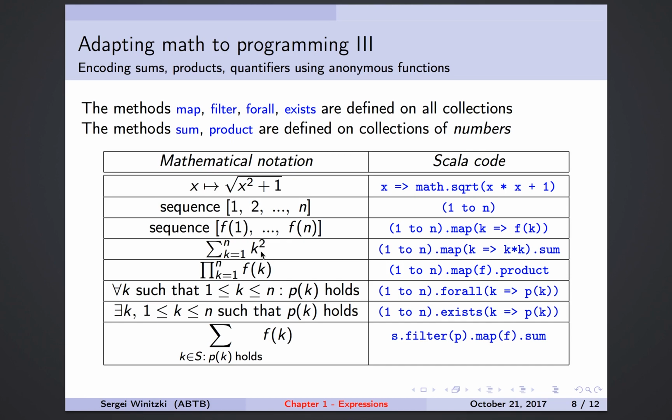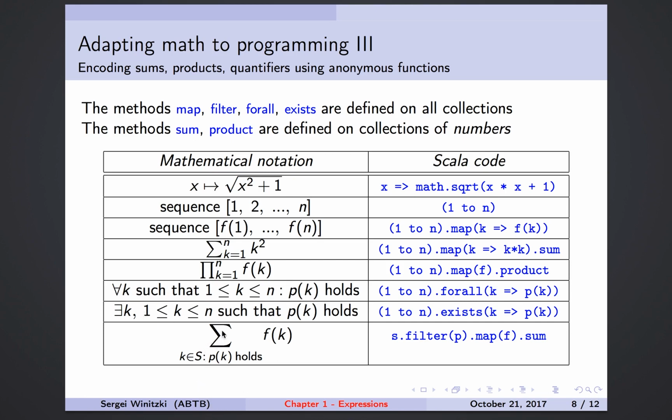In Scala, this has to be explicit. So you have to say map and then write the anonymous function. But it turns out these anonymous functions make everything very easy to encode. So you can encode all kinds of statements like this.